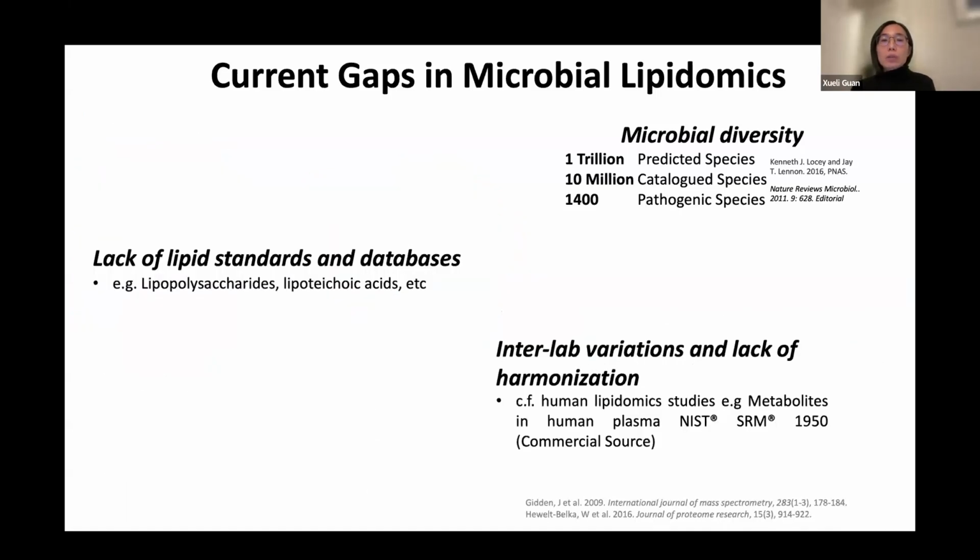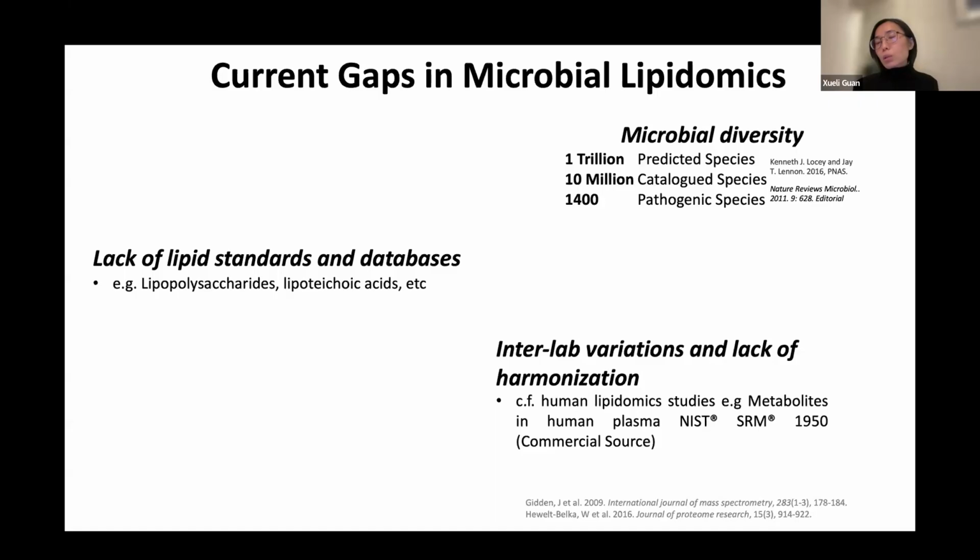The other gap that we have in microbial lipidomics is the lack of lipid standards and databases, because bacteria and microbes really make a lot of weird lipids that are underreported, and because we are lagging behind in the field, there are still not many synthetic standards available, for instance, for LPS and lipoteichoic acids. In addition, the final gap I'd like to share is the variations between labs and a lack of harmonization. For human plasma, at least, there's NIST SRM 1950 that many of us are using when we are doing human lipidomics work with plasma, but it's not the case for bacteria.